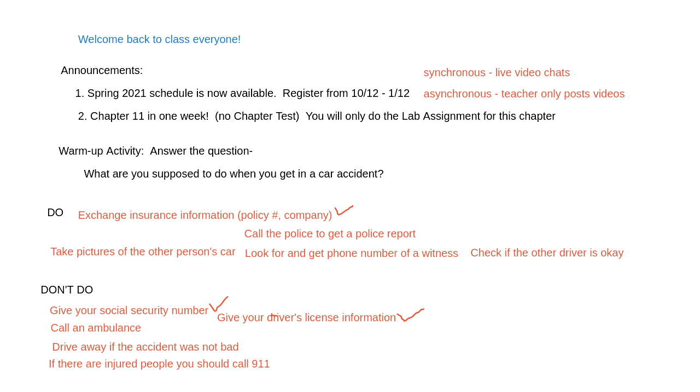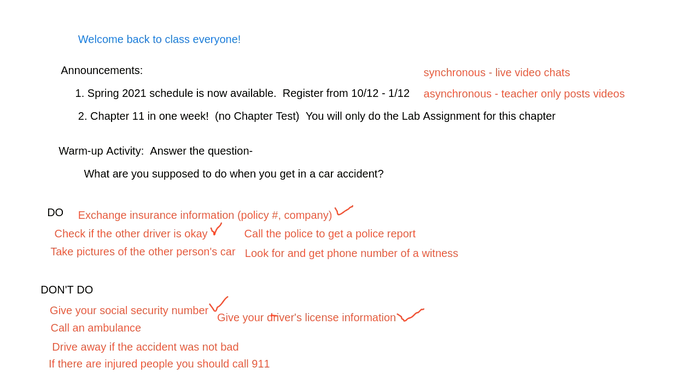Yeah, first, let's go in order of steps. The first thing you do is check if the other driver's okay, even if it was just a little bump. You don't know what health condition that person is in. They may have a really bad back, and you bump them, and now they're in pain. I mean, we don't know. Or they might have children in the car. So the first thing to do is check if they're okay, right? And if they look like they're in pain, then you would call the ambulance.